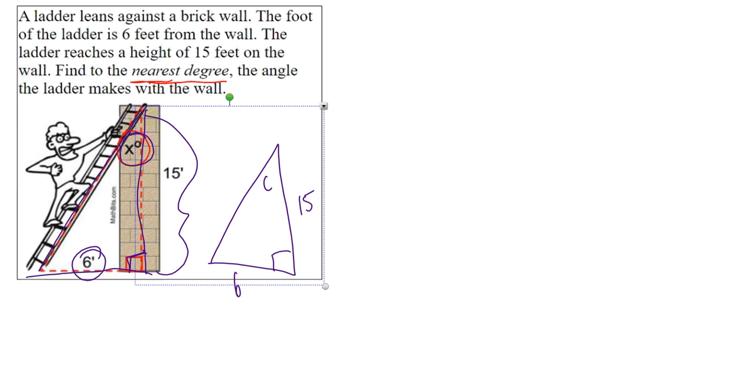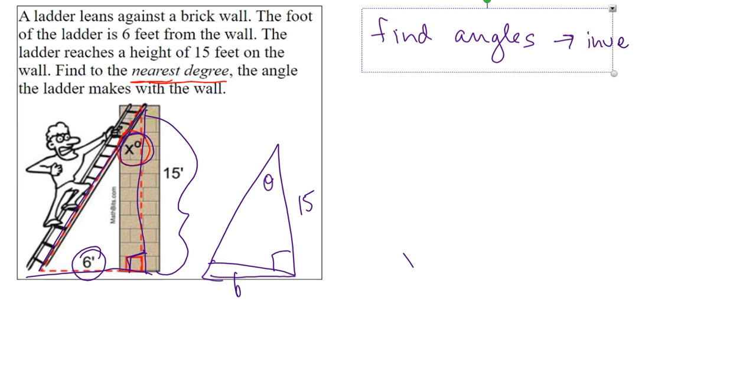And you're trying to find theta or x or whatever. That's a right triangle, just in case you couldn't tell. My drawing skills suck. So all we've got to do is figure out how to find that angle. Now to find angles, remember, you're going to use the inverse trig functions. So we've got two sides and one angle. We've got an opposite and adjacent.